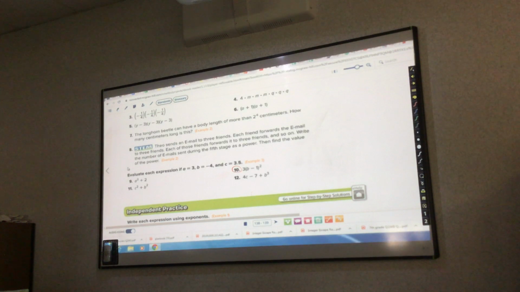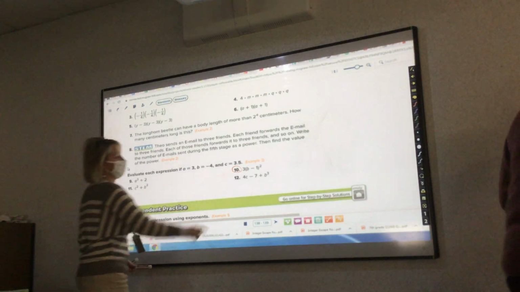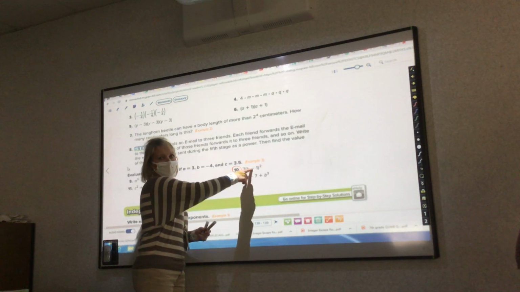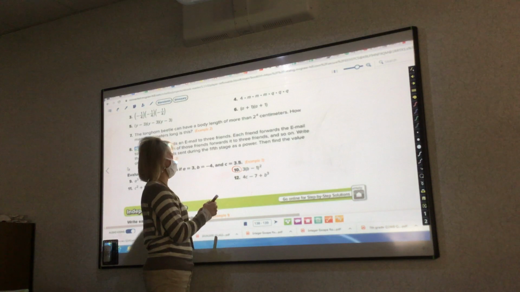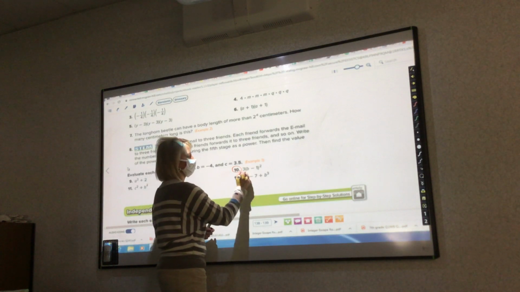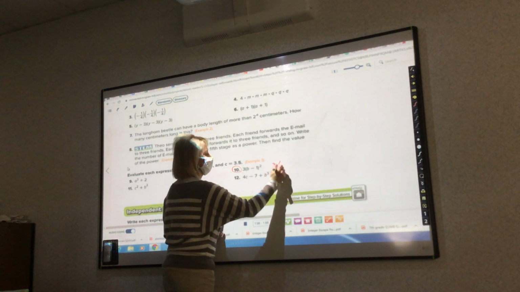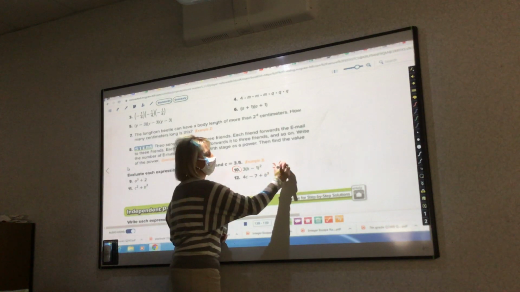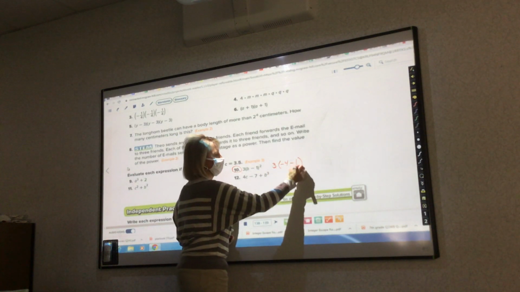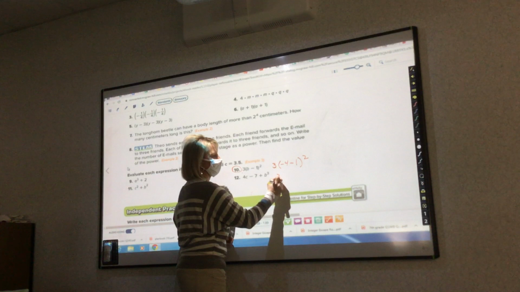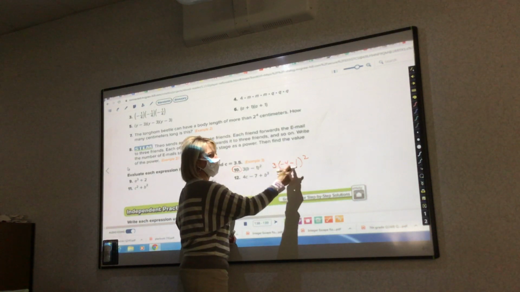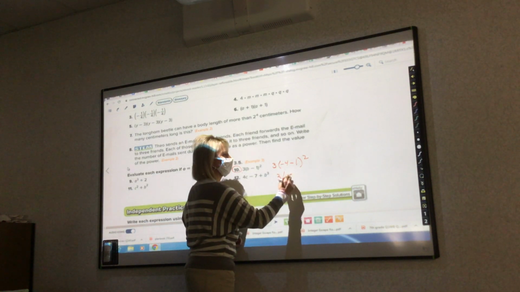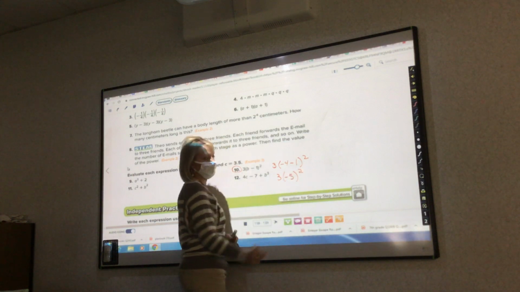Alright, so I have 3 times the quantity b minus 1 squared. Do I do 3 times this first? No, I need to do my parentheses first. So I have 3 times b is a negative 4 minus 1 squared. So then it's 3 times a negative 4 and a negative 1 makes it a negative 5 squared.